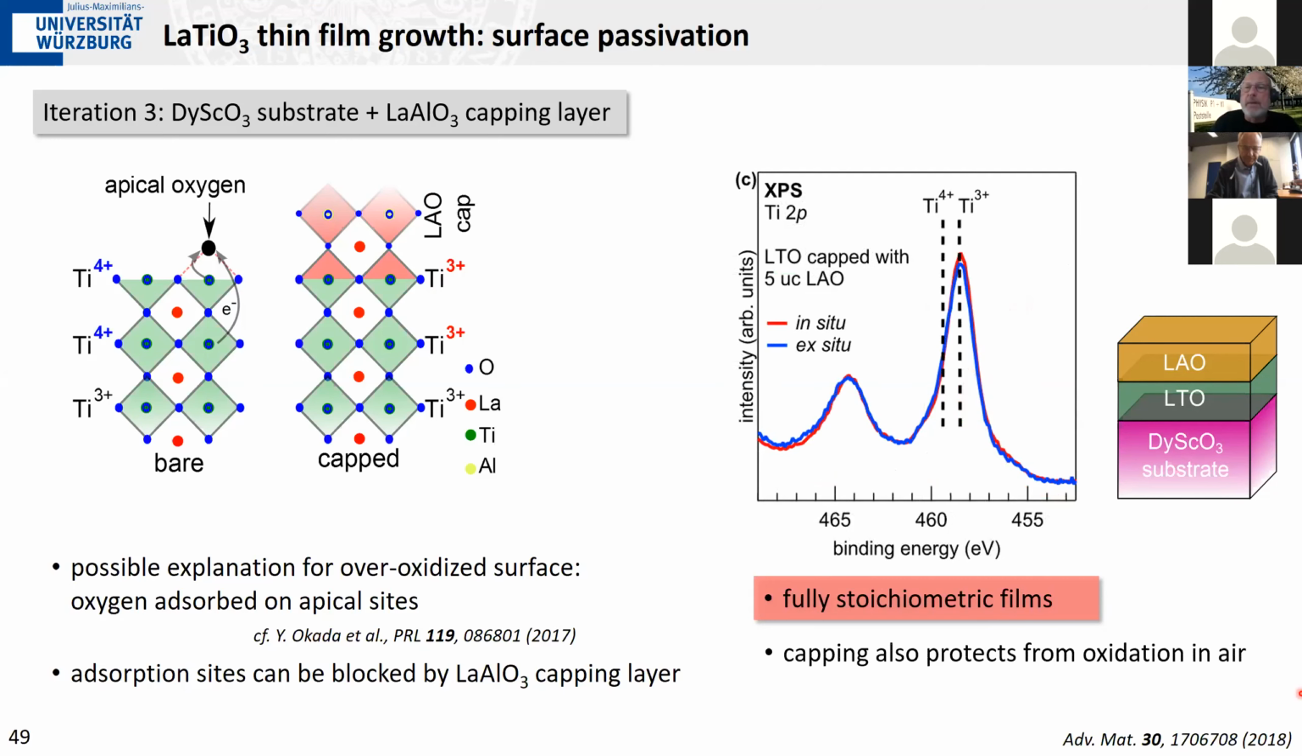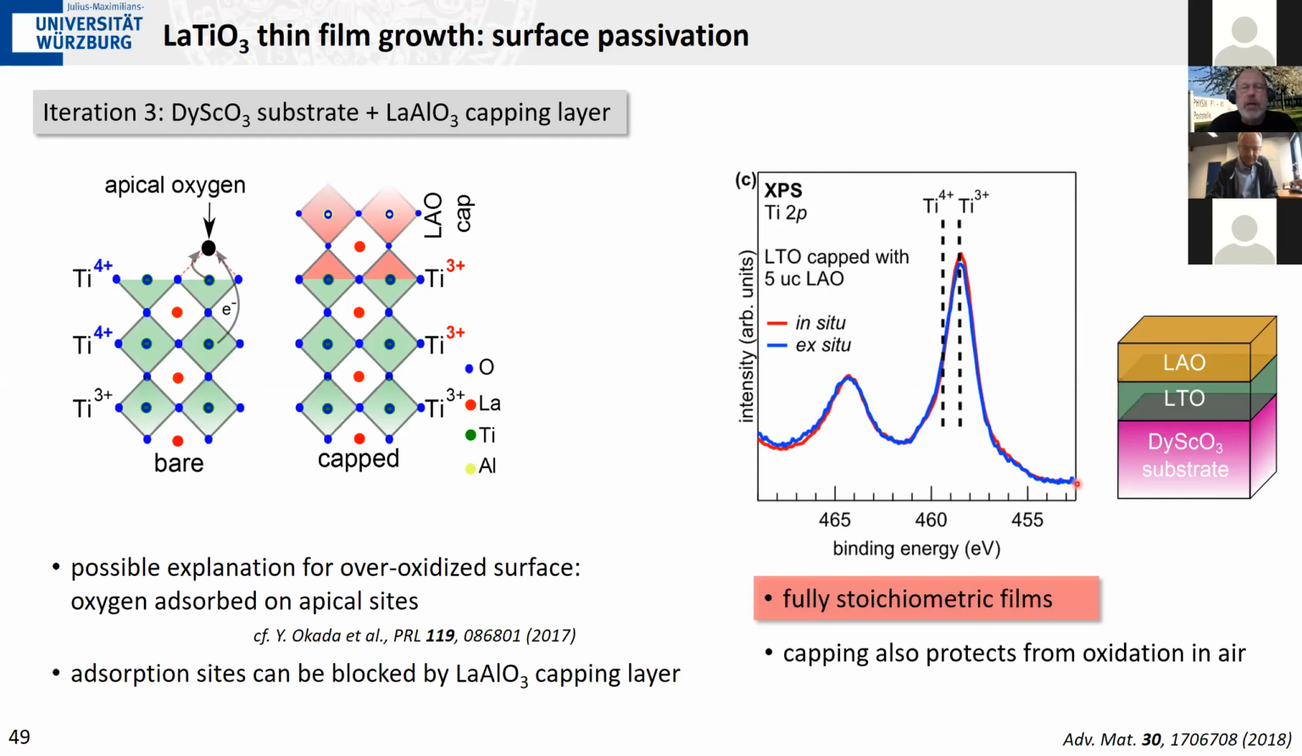This is the spectra, and we have not only now reached a situation where we really have dominating 3+ D1 configurations, it's also capable of protecting our film from further oxidizing when you expose it to ambient atmosphere. For example, this is what we call in situ and ex situ. In situ means we have grown our crystal in our ultra-high vacuum chamber, the PLD chamber. We have transferred it under ultra-high vacuum to our photoemission chamber and measured the 2p spectrum.